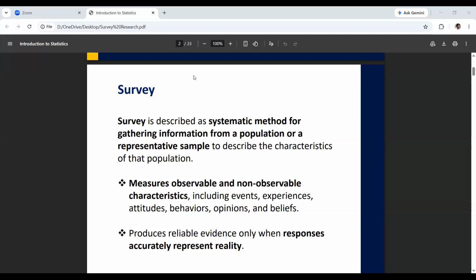So survey can be described as a systematic method for gathering information from either a population or from a subset of the population, known as a sample, a representative sample, to describe the characteristics of the population. So when you conduct a survey of either a sample or a population, the aim is to describe the characteristics of the population.